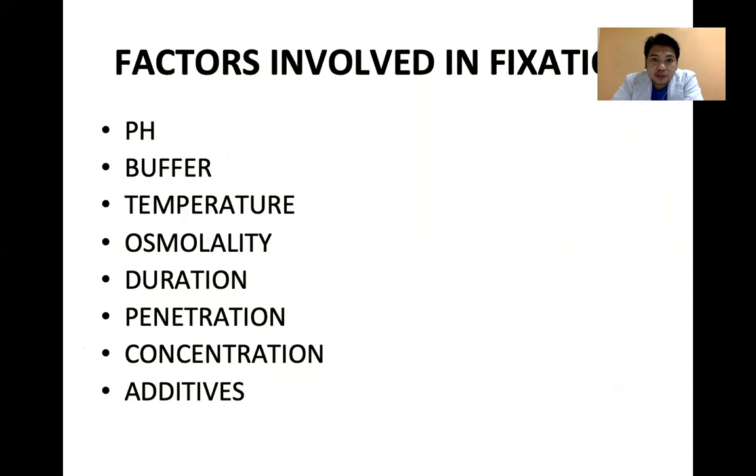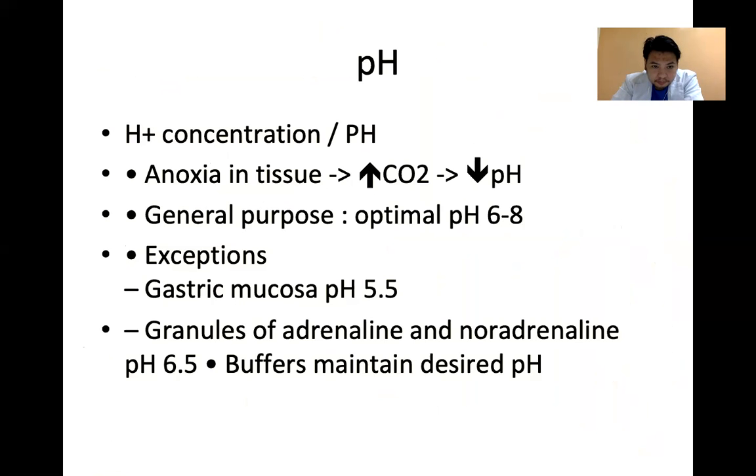Okay? So different types of factors are involved in fixation. So we have pH. Usually, class, pH concentrations affect fixation. Okay? The general optimal pH for fixation is 6 to 8, with the exemption of our graphic mucosa, which is 5.5.